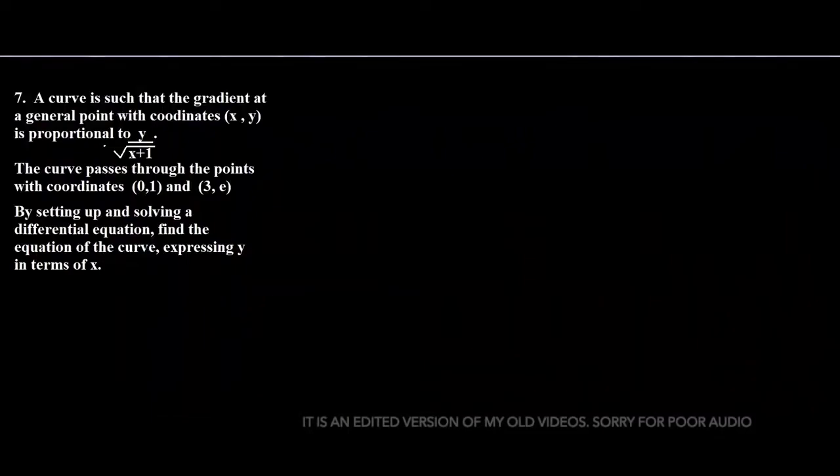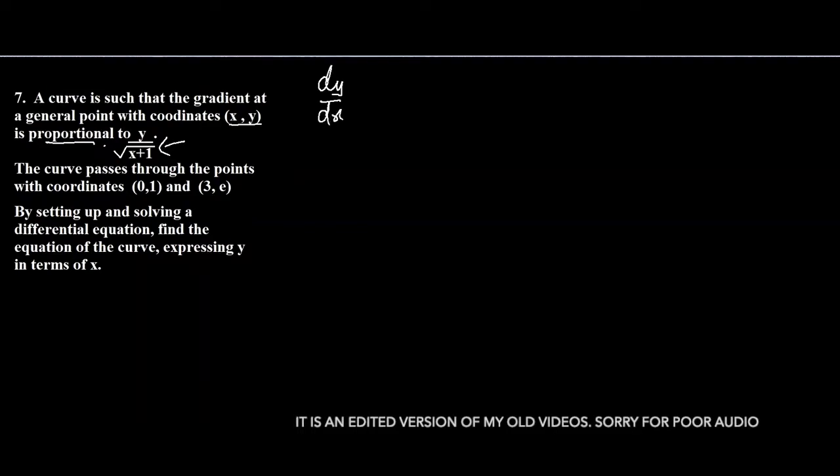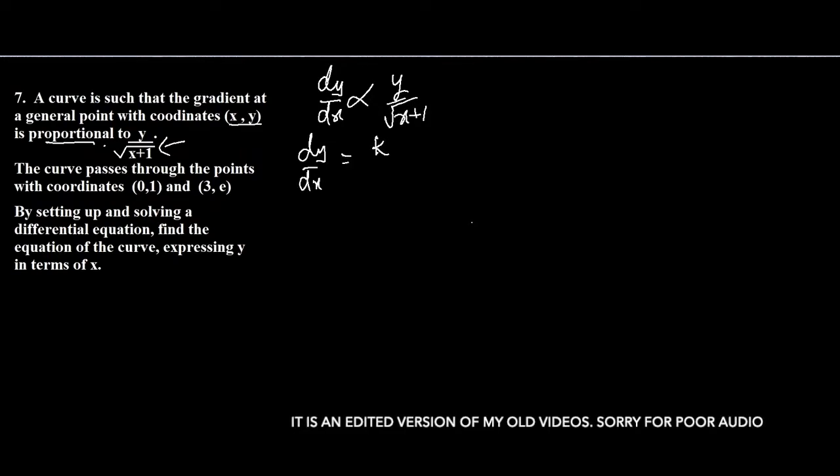Question number 7 says that there is a curve and its gradient at a general point xy is proportional to this. So gradient is nothing but the differentiation of the curve's equation. It is proportional to y over square root of x plus 1. Now we want to make it equal, so we will make it equal by replacing proportional by an equal sign and writing a k in front of the right side.